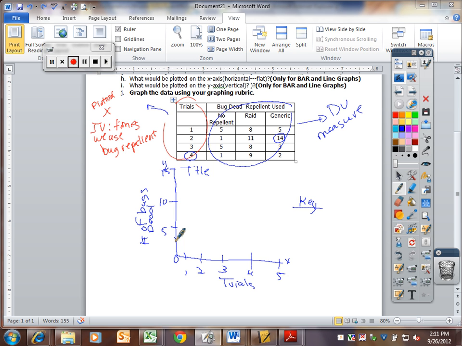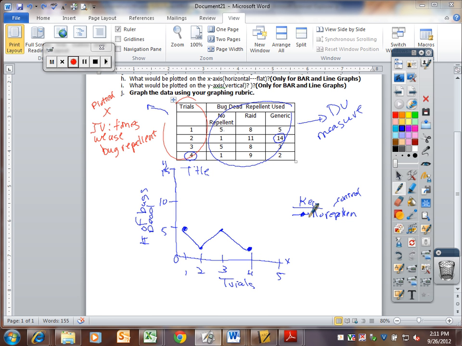So blue, I'm going to use for no repellent, which is our control. For trial 1, no repellent, it was 5. On trial 2, we had 1. On trial 3, we had 5. On trial 4, we had 1. And then we just connect the dots in order. Trial 1, trial 2, trial 3, trial 4. There we go. Okay, so that line represents no repellent.